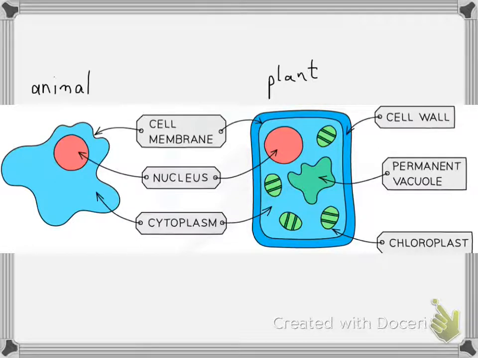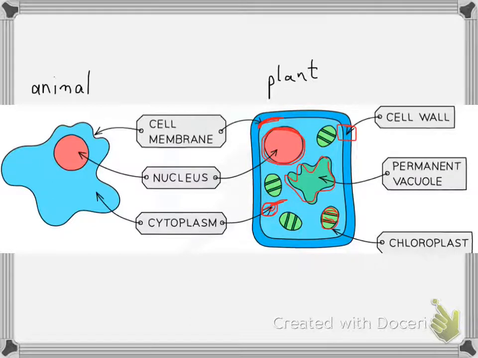So these are the parts of a cell. This part is the cell wall of a plant cell, and then this is the permanent vacuole. This is the chloroplast, which is green like this, and this is the cytoplasm, which is the area that has all these organelles. This is the nucleus, which is the main thing which gives orders to the other structures in the cell. And this one over here is the cell membrane.